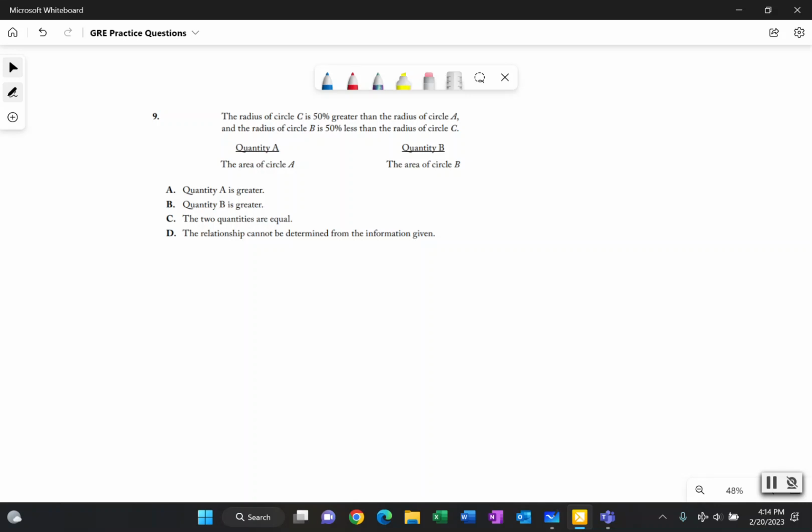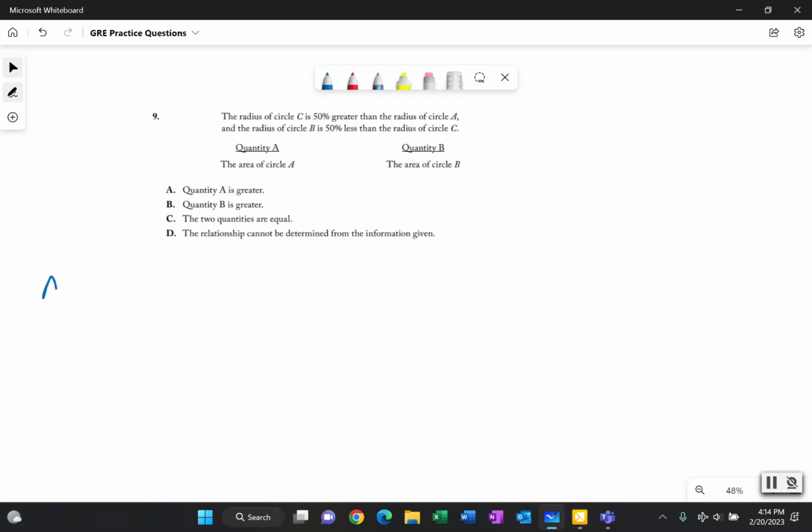Today we're taking a look at a GRE Quantitative Analysis practice question. Here we're given the radius of circle C is 50% greater than the radius of circle A. And then it says the radius of circle B is 50% less than the radius of circle C.